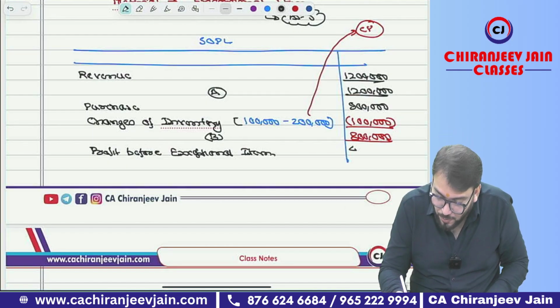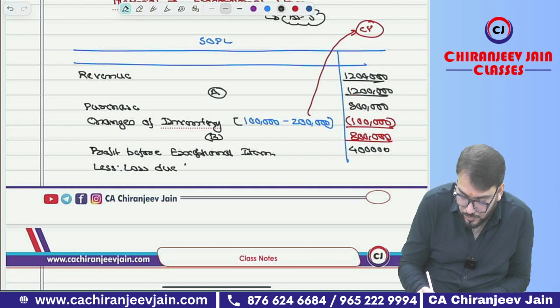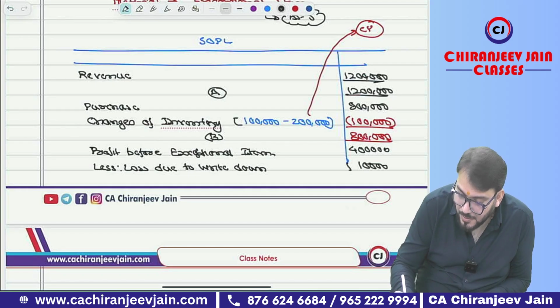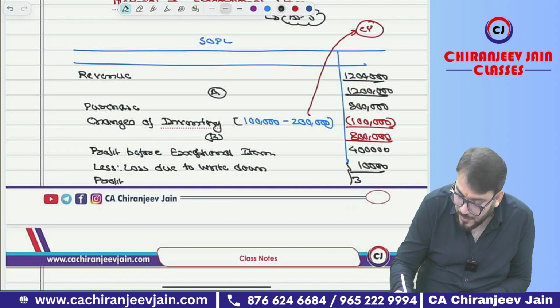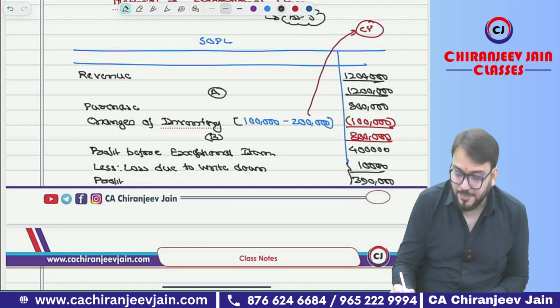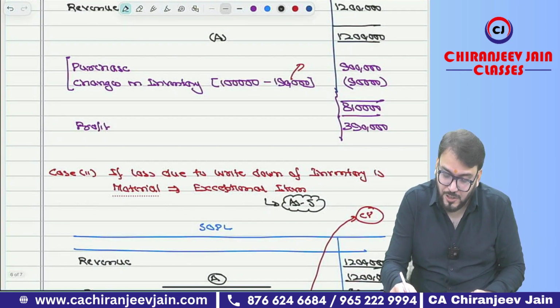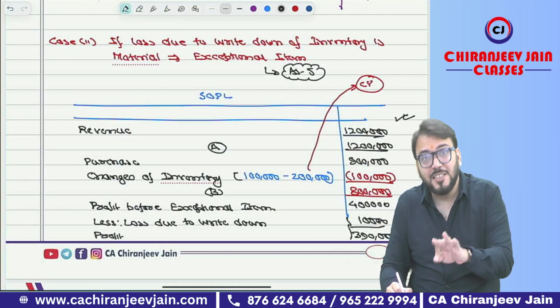Okay. So this is what, 4 lakh. And then we'll say less loss due to write down of inventory, that is 10,000, and ultimately your profit for the year will be 3,90,000. You only say, if the loss due to write down was material, which is better presentation? First one, second one. Of course, second one is better presentation. So we are here to understand presentation also.